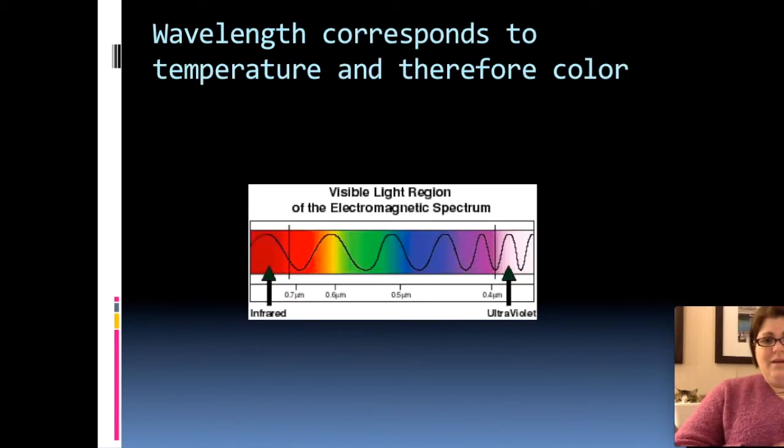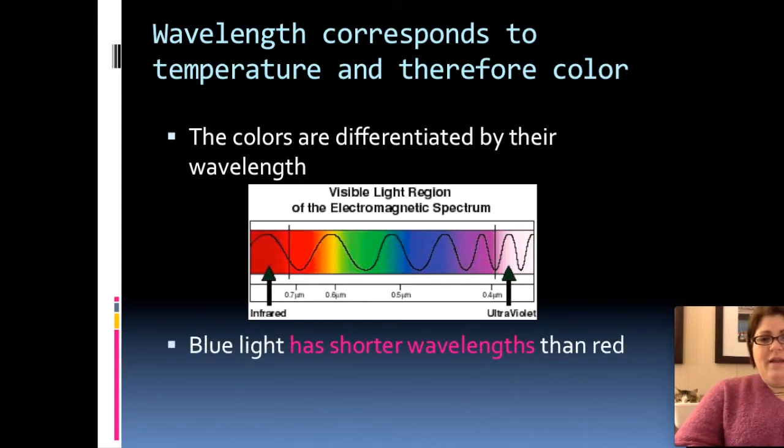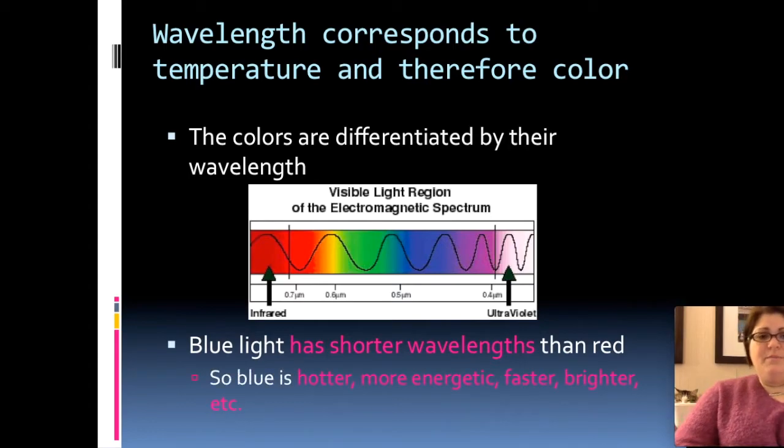As I've already mentioned, different colors are different from each other because they have different wavelengths. Blue light has shorter wavelengths than red, and we notice within the rainbow of colors, anything close to red, such as yellow or orange, is going to have a longer wavelength than anything close to blue, which is going to have a shorter wavelength. Because those colors nearest blue are going to have shorter wavelengths, based on the last slide, we can see the wavelengths and colors close to blue are going to be hotter, more energetic, moving faster, and generally will be brighter.